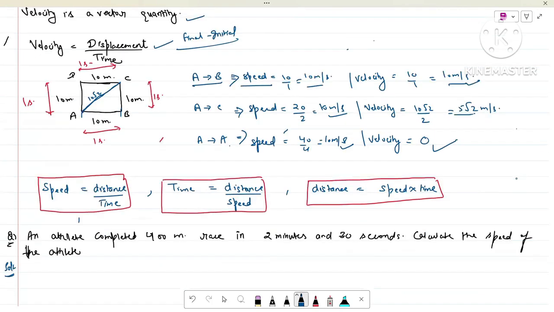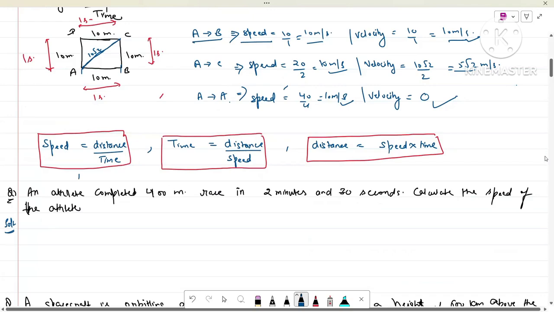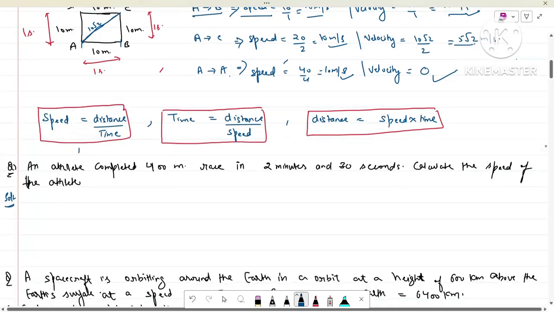Now, the equation is given as speed is equal to distance by time, but sometimes we need to rearrange the equations like this. The time is equal to distance by speed and distance is equal to speed into time.